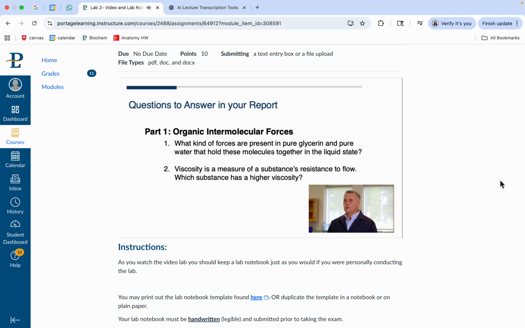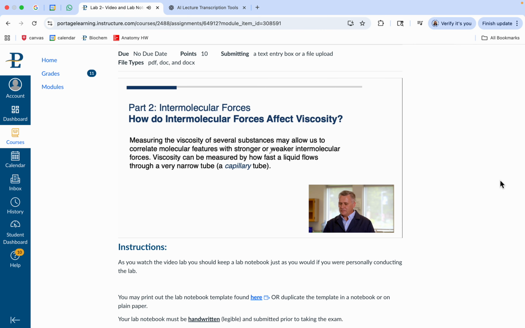As you've thought about the data, in this part one, we want you to answer these two questions in your report. What kind of forces are present in pure glycerin and pure water that hold these molecules together in a liquid state? We've already sort of hinted at that. And viscosity really is a measure of a substance's resistance to flow, how much it resists the flow. So something that's really viscous, think like molasses, doesn't want to flow. Which one of these substances then had a higher viscosity?